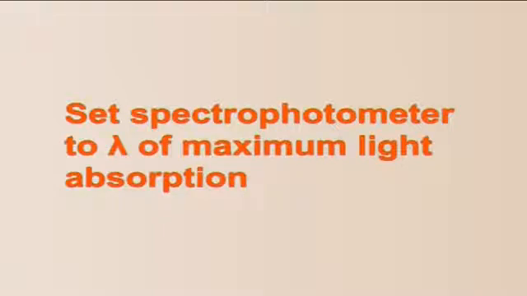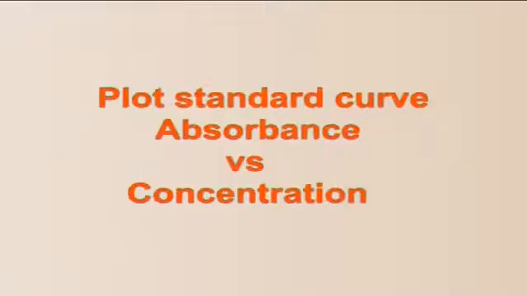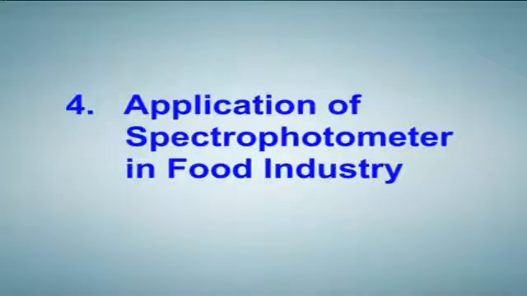Set the spectrophotometer to lambda of maximum light absorption. Measure the light absorbance of the standards. Plot a standard curve, absorbance versus concentration. Once the standard plot is made, it is simple to find the concentration of an unknown sample. Measure the absorption of the unknown and, from the standard plot, read the related concentration. Let us see the application of the spectrophotometer in the food industry.